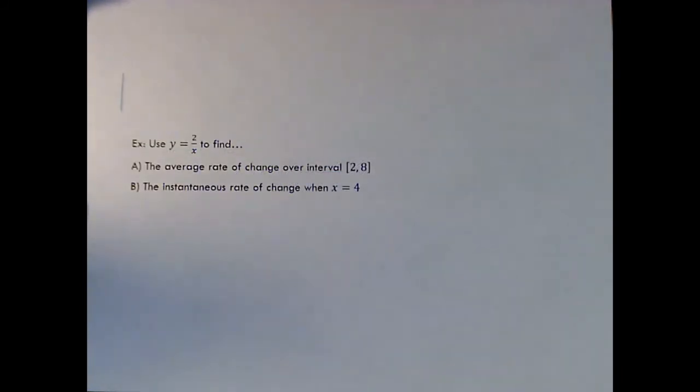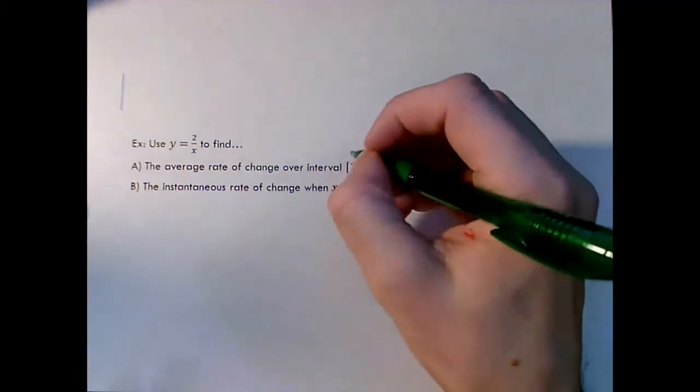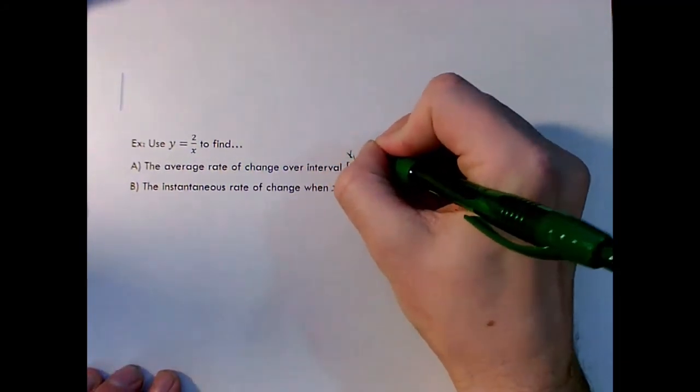Shall we do it again? Let's do it again. But might be a little less pleasant. Average rate of change over the interval 2, 8. So that's an x sub 1. That's an x sub 2.